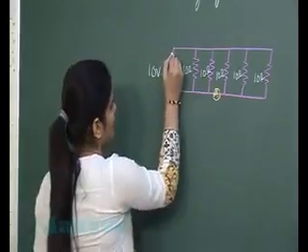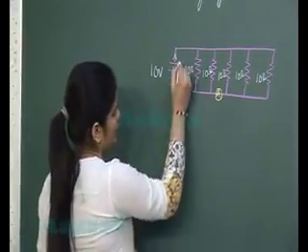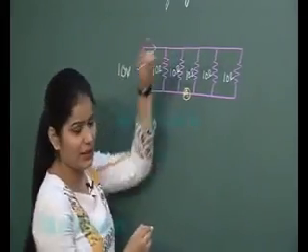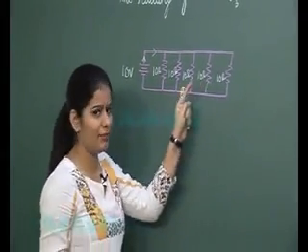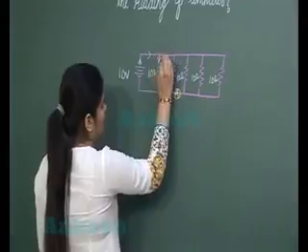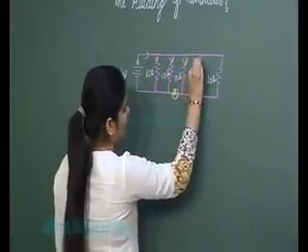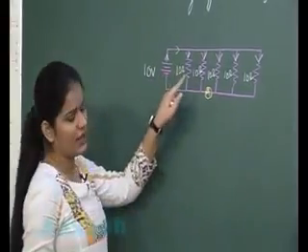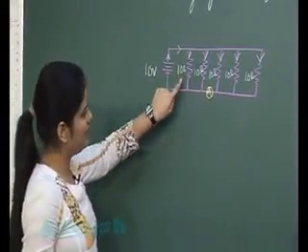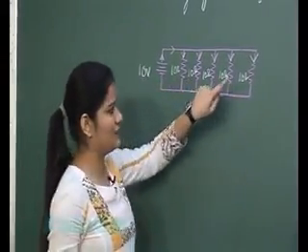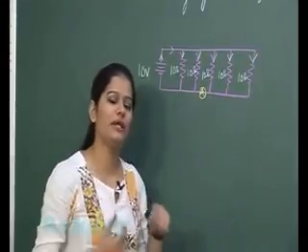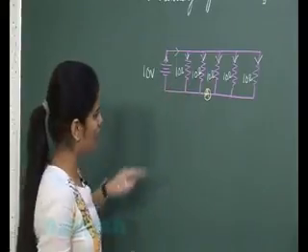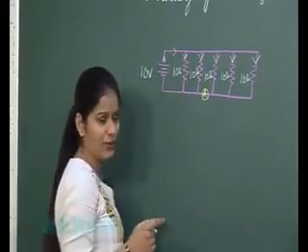Students, see, the current is going like this. Now student, as we can see here that all the resistances are connected in parallel combination. So current will get distributed like this. Student, we can find out the value of current. As all the resistances are equal, therefore equal current is flowing through all the resistances.